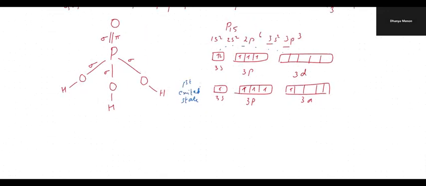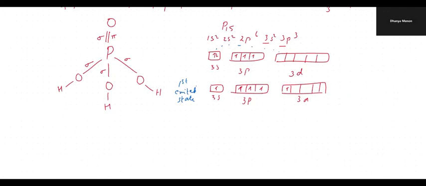So how many oxygens are there? 4 oxygens are there, right? So oxygen is 8. So 1s2, 2s2, 2p4. So I'll just draw the p orbital. 1, 2, 3, 4. So I'm drawing the spin of electrons of oxygen opposite to that of sulfur.